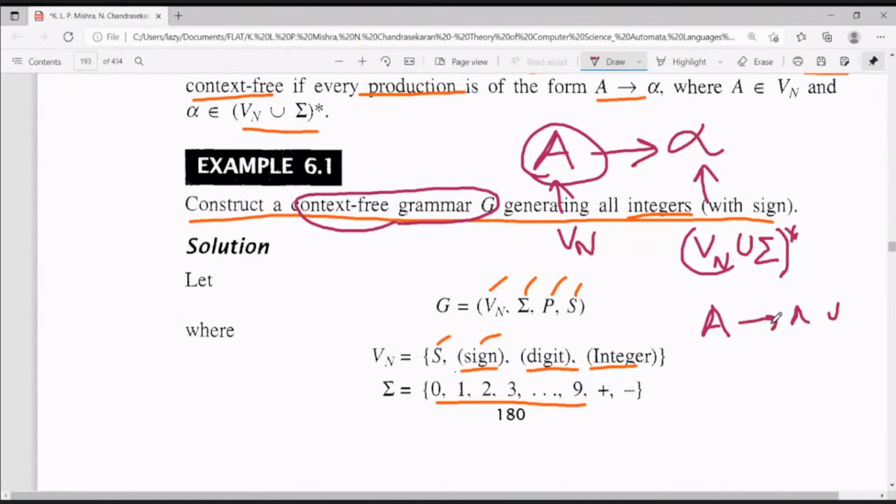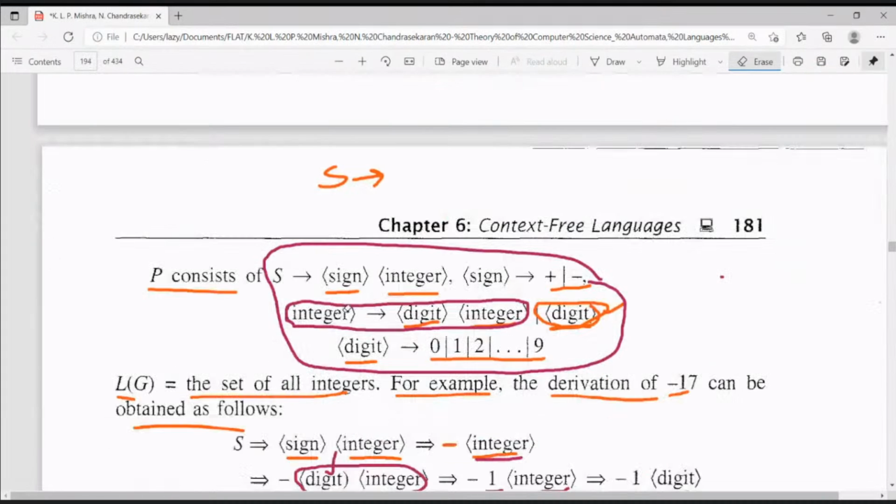We can write A implies, suppose, B and A, something like this. This is also allowed. A B, something like that, this is also allowed. So these are few things. So now it should be clear what is this (V N union summation) whole asterisk. You can take any possible combination of this union, and that can be on the right hand side, and on the left hand side you will have only a single variable. That is your context free grammar.